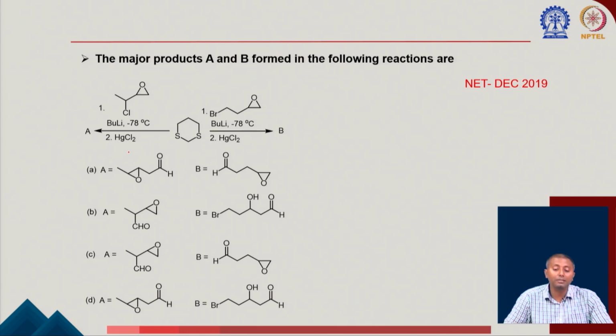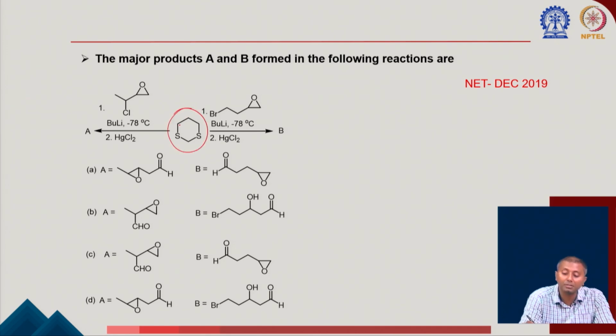In this question, predict the major products A and B formed in the following reactions. So we talk about this dithiane chemistry. If you remember, we talked about how you form this corresponding dithiane from this SH, and then you are using the corresponding formaldehyde, correct.